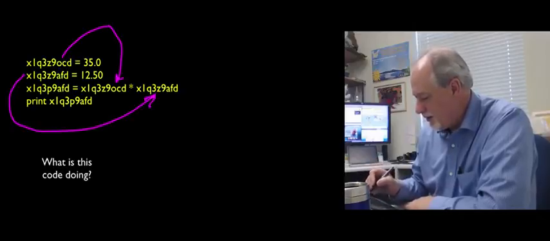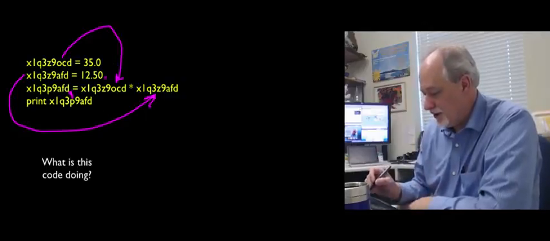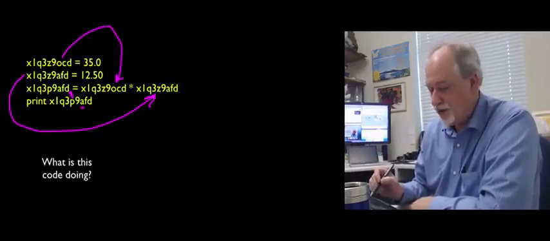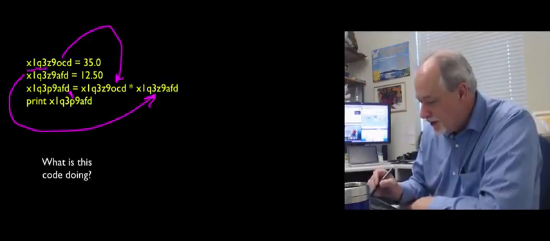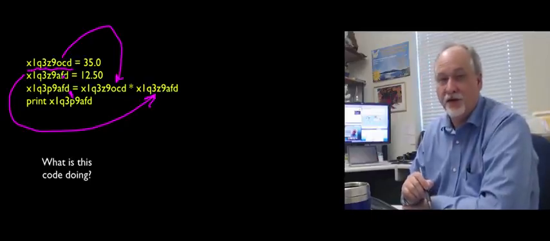This one here and that one there match, and these two match. So it's taking these two numbers, multiplying them together, and then printing out the product of the two numbers. If you're real careful and look at every character.